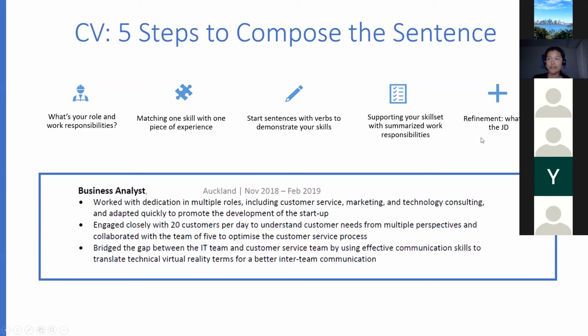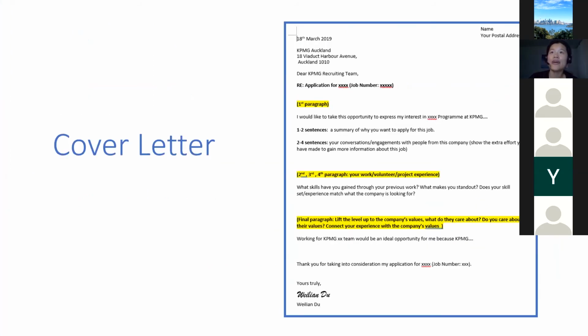All right, so that's all about CV design and how to compose the sentence. And next, we will look at the cover letter. This is the format for the cover letter. Firstly, the top left corner is the KPMG address and the date. And then your name and postal address are on the top right. Here it's Dear KPMG recruiting team, re: application for the job title or the program. And sometimes they have a job number, then you put the job number there. But sometimes they don't have one, then just leave it.